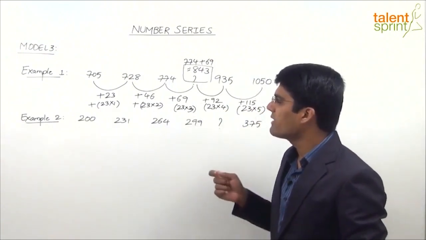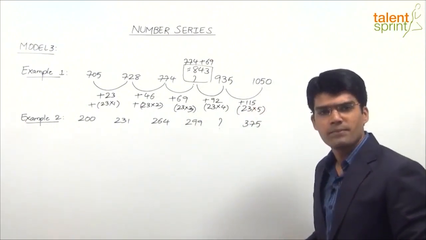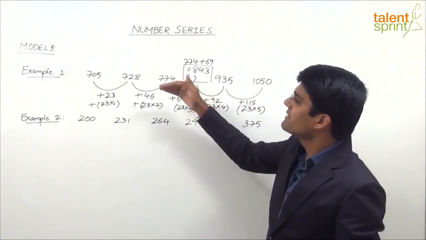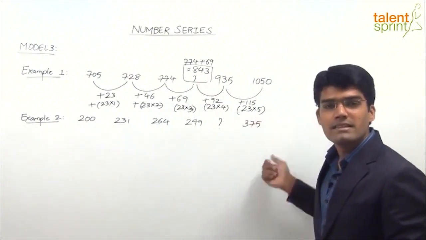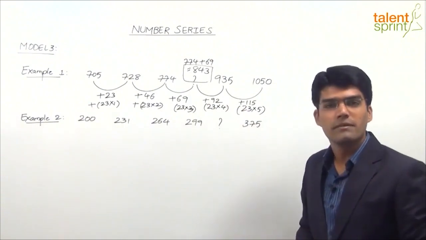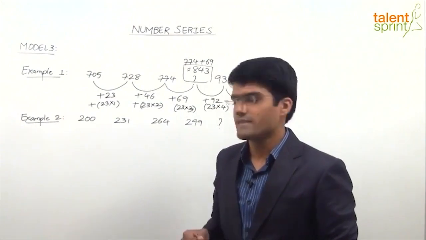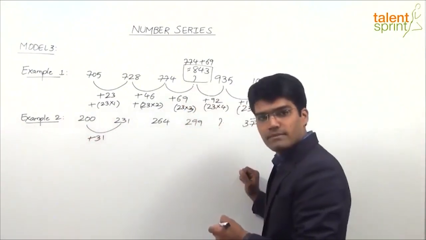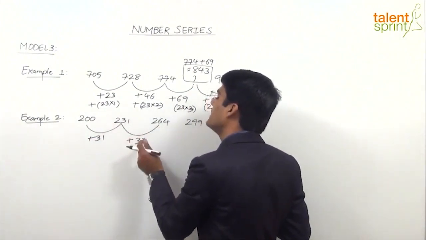The question here is 200, 231, 264, 299, question mark, 375. Again, we see that the series is gradually increasing. Like in the previous case, the series was again gradually increasing. So here also the series is increasing gradually. There is no jump in the number there. So let's go ahead with the differences between these numbers and see if we can get a possible rhythm between these differences. 200 plus 31 will give us 231. Then 231 plus what gives 264? 231 plus 33 will be 264.